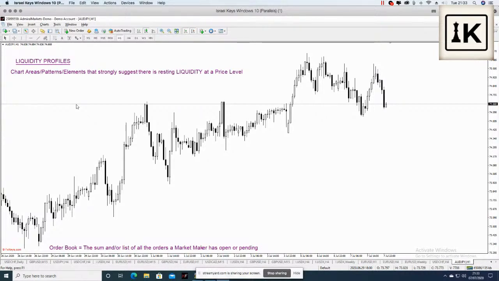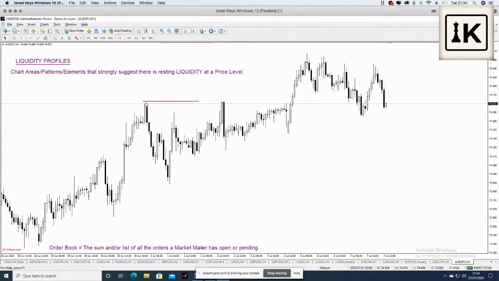So how do you spot liquidity on a chart? You look for liquidity profiles. What is a liquidity profile? It's a chart area, pattern, or element that strongly suggests there is resting liquidity at that price level. In essence, if you see, for instance, I'll give you an example. There's one here, and I'll talk to you about it in a second.